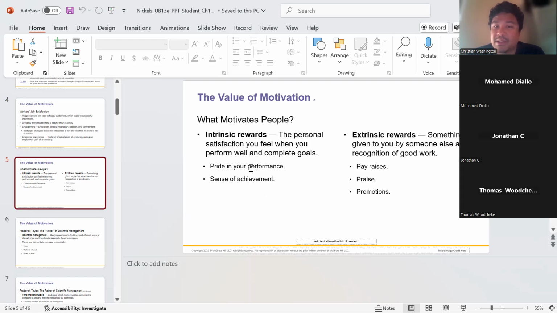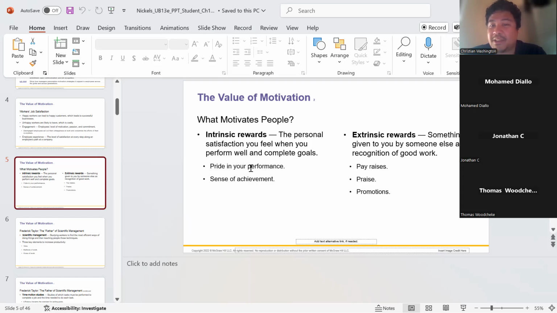So intrinsic is the personal satisfaction you feel when you perform a goal. So, for example, maybe someone is a social worker, right? They're a teacher in the Midwest somewhere where they're not getting paid a whole lot of money to teach classes. Maybe they do homeless outreach. They're doing a job that may not pay as much, but they love the work. They're motivated through intrinsic rewards.